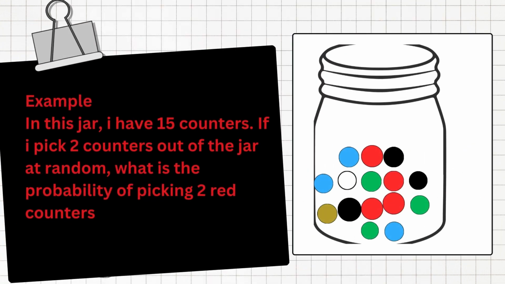An example here is, in this jar I have 15 counters. If I pick 2 counters out of the jar, what is the probability of picking 2 red counters? Now I want to look at the probability of picking 2 red counters. By the time I carry out the first event, which is picking out the first red counter, the jar is not going to have 15 counters anymore. I'm going to be left with 14 counters. And then because I'm calculating the probability of picking a red counter, out of the 4 red counters in the jar, I'm going to be left with 3 red counters. So my second event, which is the probability of picking the second red counter, is dependent on the first event.